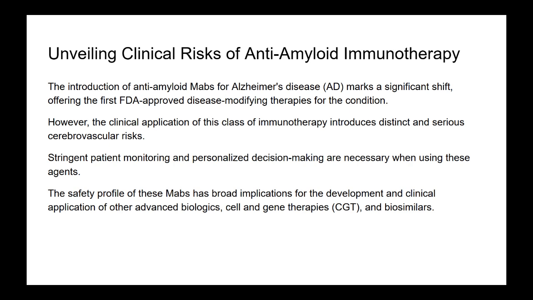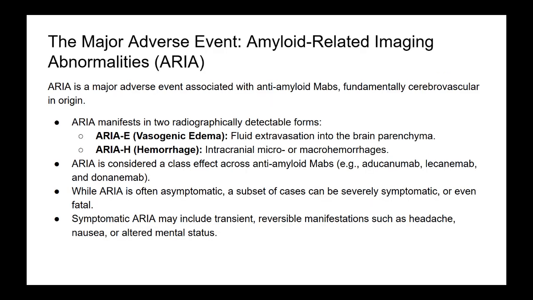Yes, the introduction of these anti-amyloid MABs, drugs like aducanumab, lecanemab, and donanemab, represents a potentially huge shift in how we approach Alzheimer's disease, targeting the underlying pathology. But they come with a very distinct and serious class effect related to cerebrovascular safety, ARIA. It's crucial to understand that ARIA is fundamentally an injury to the brain's blood vessels, likely related to the antibody interacting with amyloid deposits within those vessel walls, and it manifests in two primary forms that are visible on brain magnetic resonance imaging, or MRI scans.